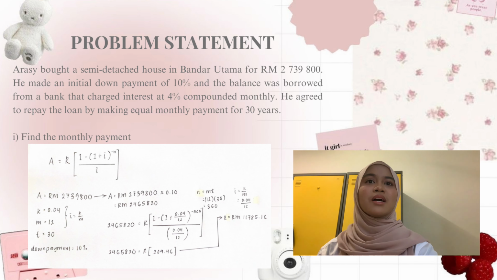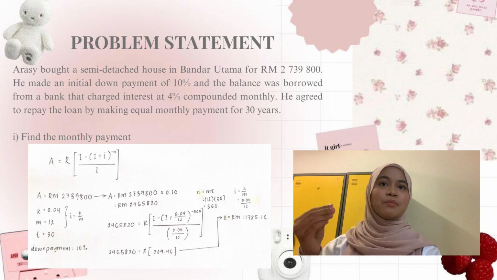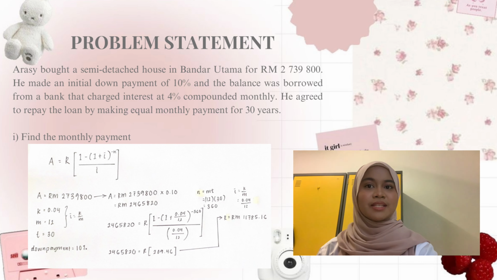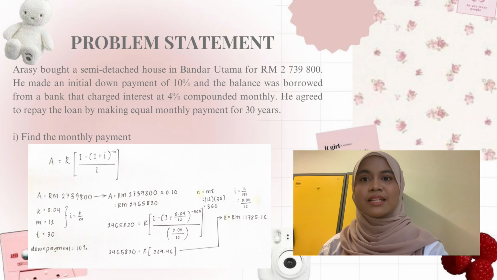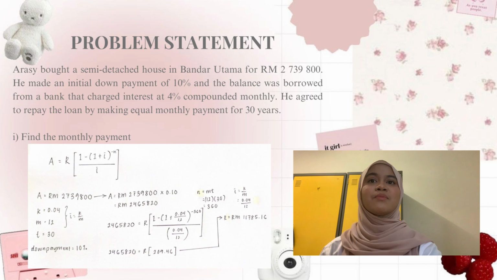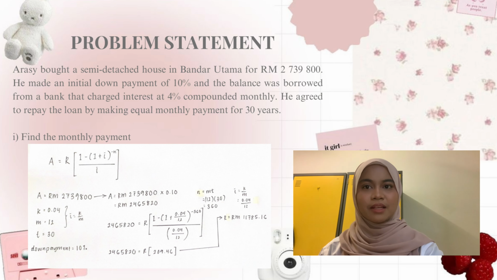So we have to deduct the down payment from the original price. So from there we have 2,739,800 ringgit multiplied by 10%, which we will get 2,465,820 ringgit Malaysia. That was the balance that Arash borrowed from the bank.